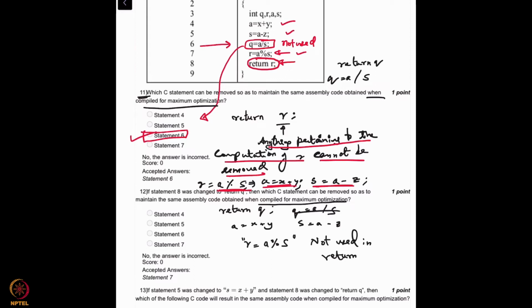and A is equal to X plus Y, S is equal to A minus Z. Hence, this statement, R is equal to A percent S, let's use pink, is not used in the return statement, which is statement 8. Hence, statement 7 can be removed.